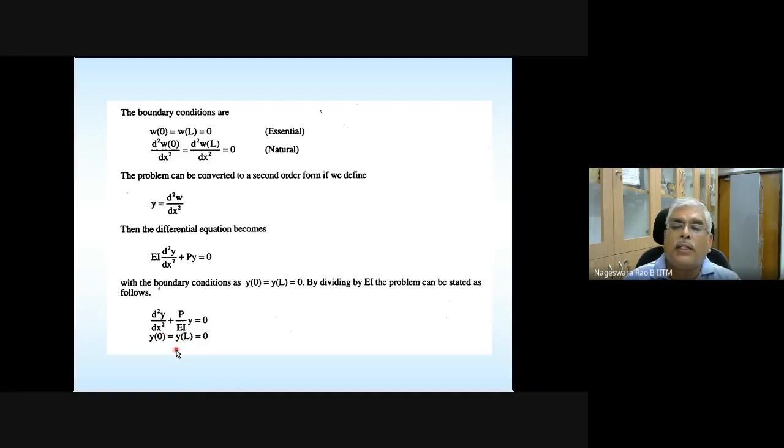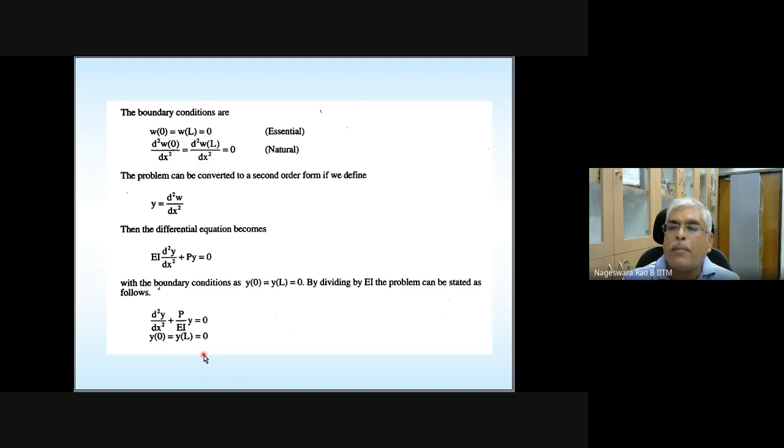And please note that y here is not displacement or anything like that. If you want physical meaning of y, it is nothing but curvature. So when you are solving this equation subjected to these boundary conditions, you are solving for the curvature. That you need to keep in mind. Okay. Anyway, the given column buckling problem is reduced to second order differential equation with these boundary conditions. So please take a note of it.